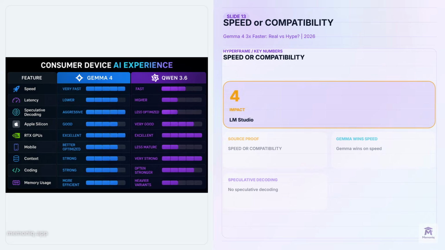Now, quality. Both models are frontier class for their size. Gemma 4 31B has an estimated Arena score around 1452. Qwen 3.6's exact numbers aren't in the evidence I have here, and I'm not going to invent a comparison. What I can say is both are in the same tier. You're not sacrificing intelligence either way. So the trade-off is real. Gemma gives you speed via MTP. Qwen gives you compatibility and simplicity. Which one wins depends entirely on your setup and your patience for tinkering.